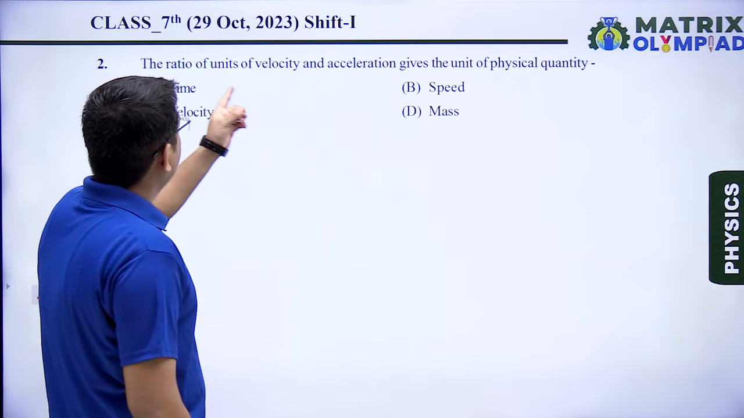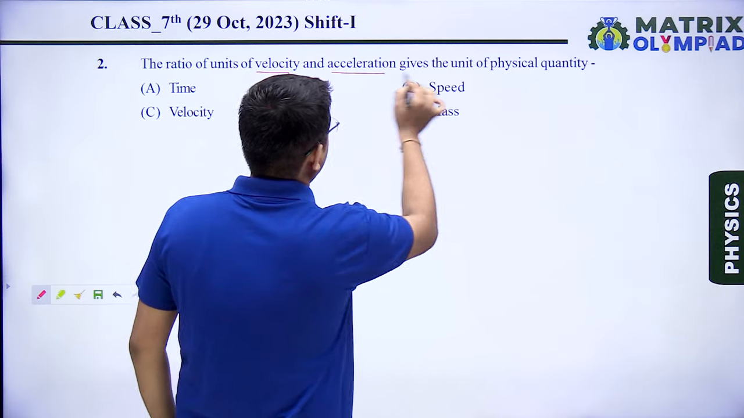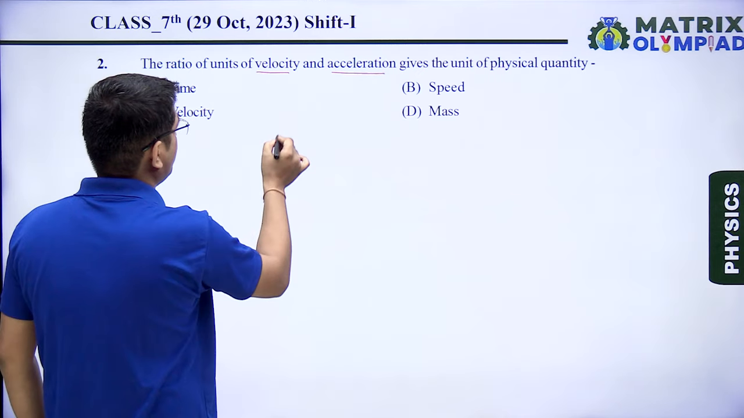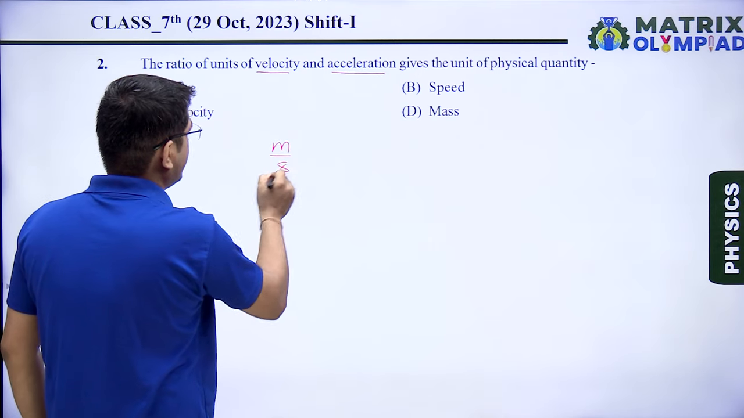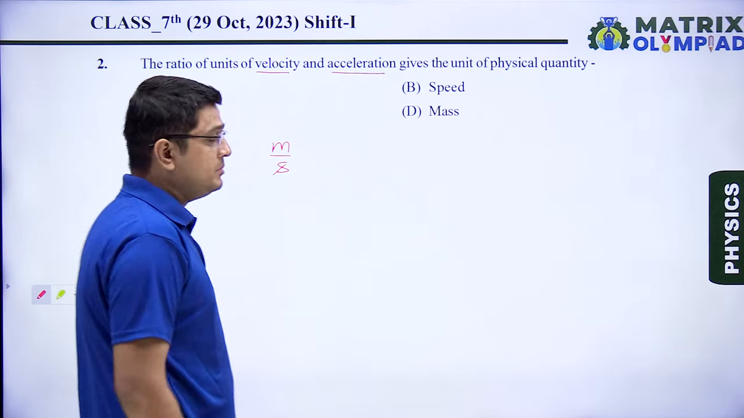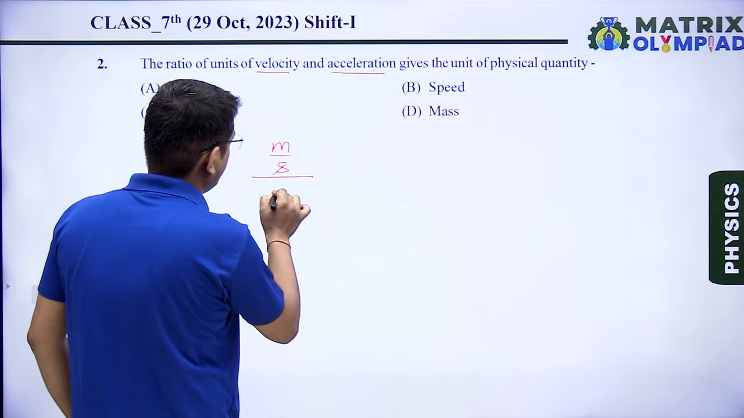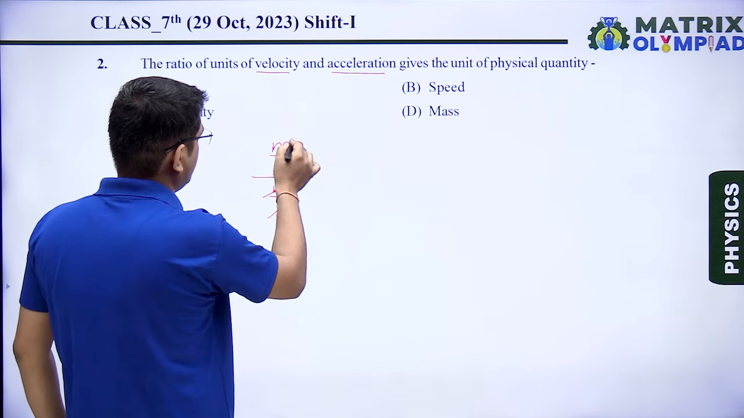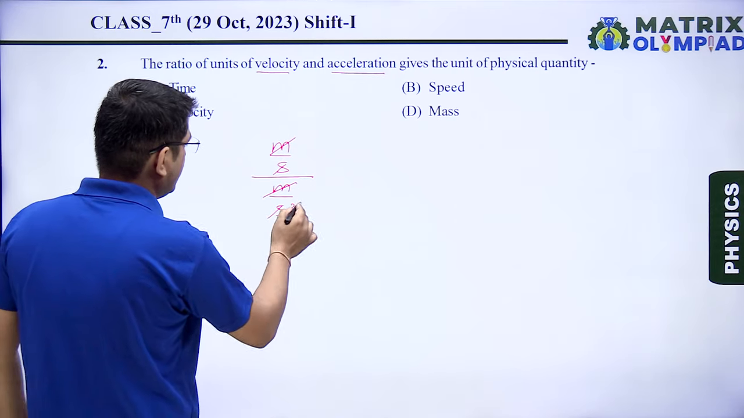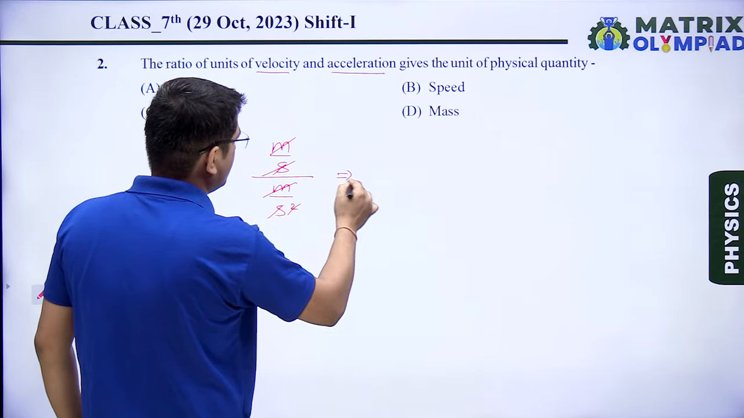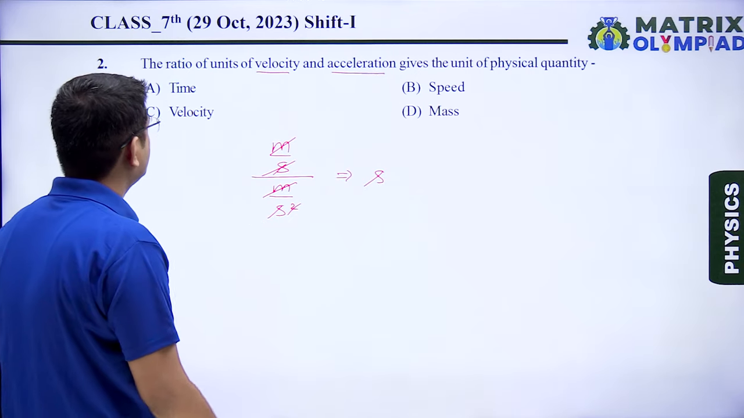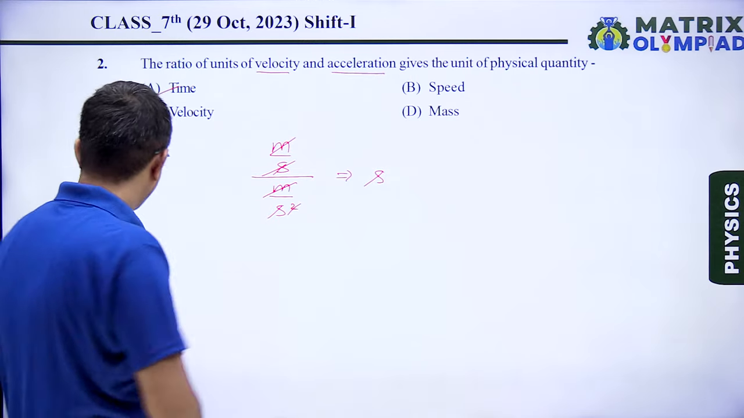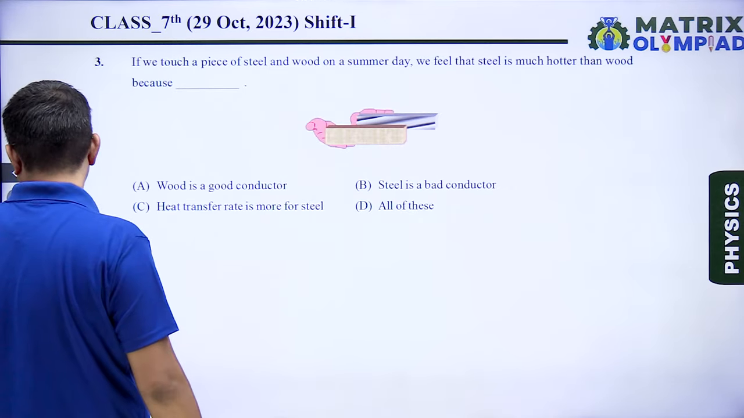The ratio of units of velocity and acceleration gives the unit of physical quantity. So we know that the unit of velocity is meter per second and the unit of acceleration is meter per second square. So ratio will be given by in this manner. So from here we can see meter is cancelled by meter, then again this power is cancelled by this, which is equal to second. So this ratio will be equal to the unit of time. So correct answer is option A. Next question, question number 3.